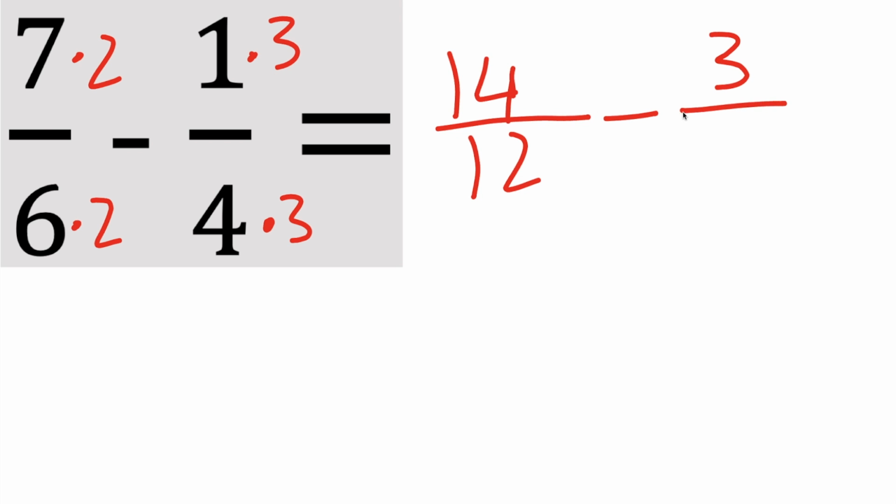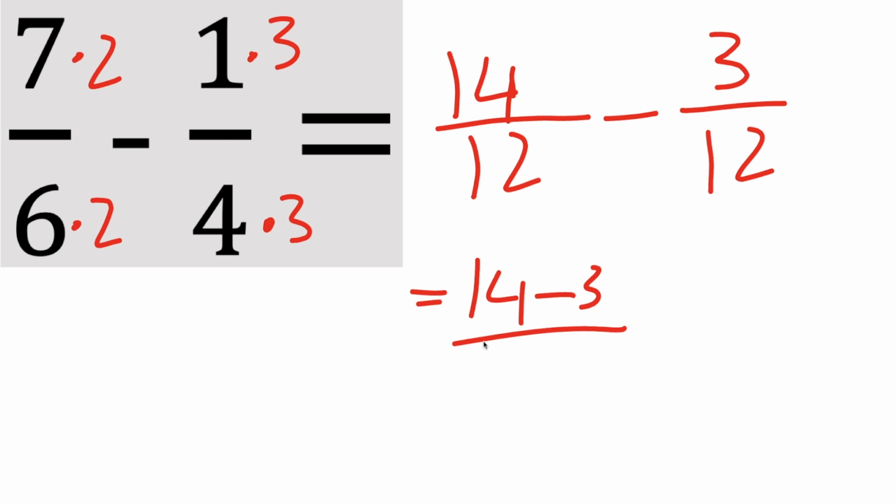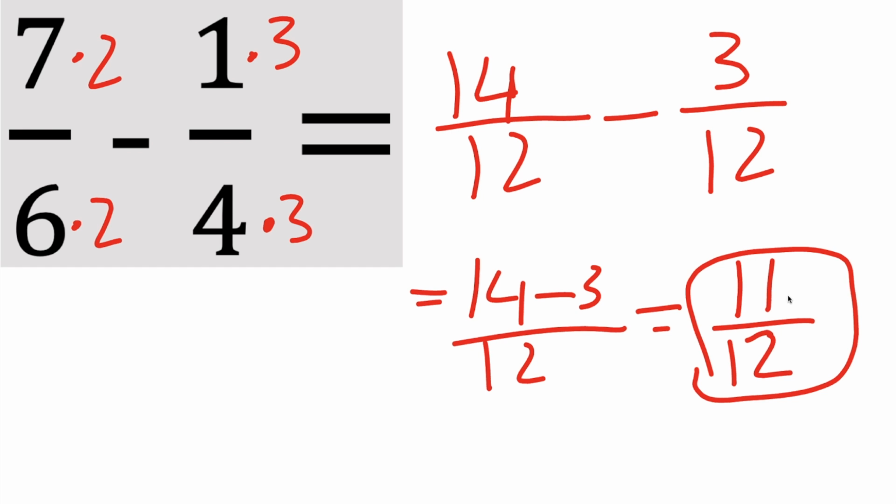And we know 7 times 2 is 14. And 6 times 2 is 12. Minus 1 times 3 is 3, divided by 4 times 3 is 12. So we now have a common denominator, so now we can actually subtract. So 14 minus 3 divided by 12, and we know 14 minus 3 is 11, so we have 11 divided by 12, and we can't simplify this any further, and so that's pretty much it for this video.